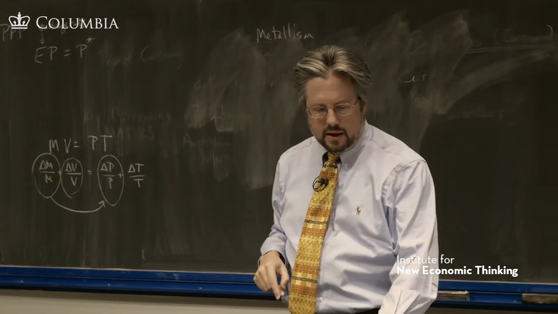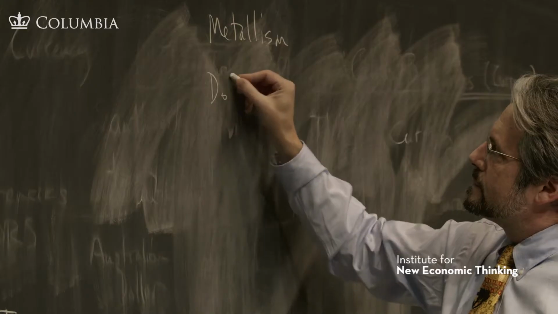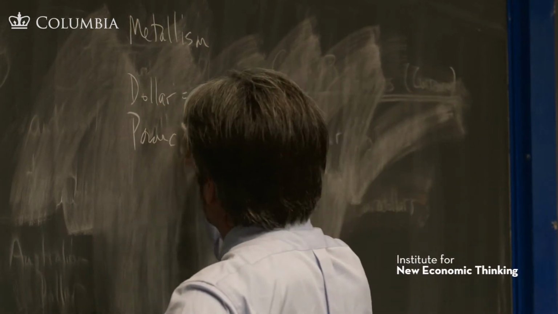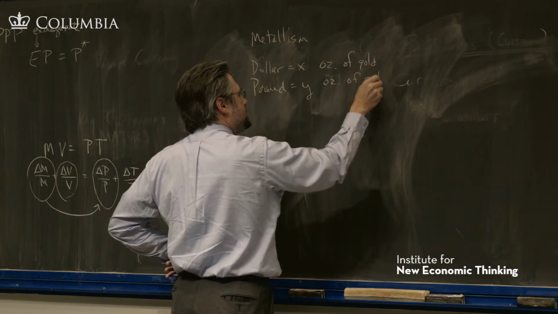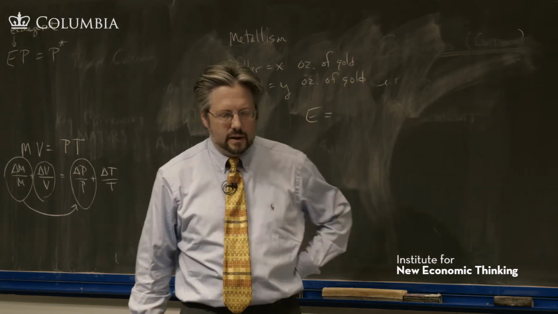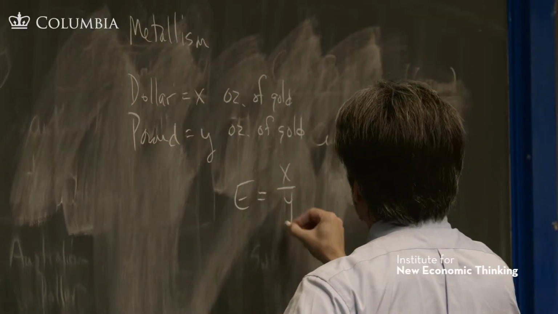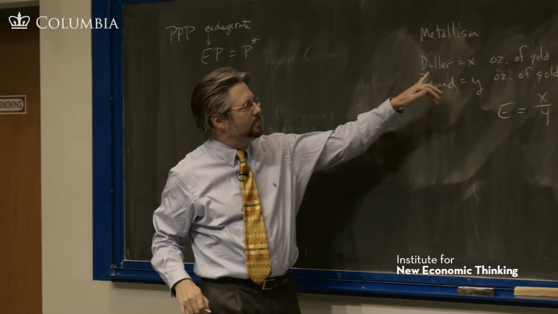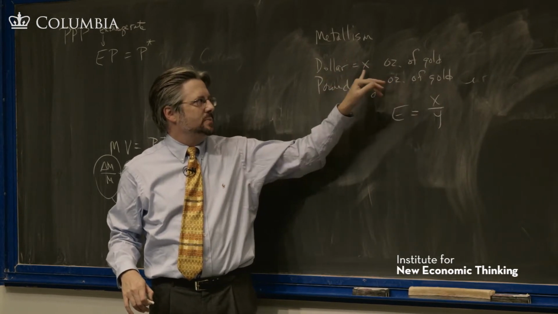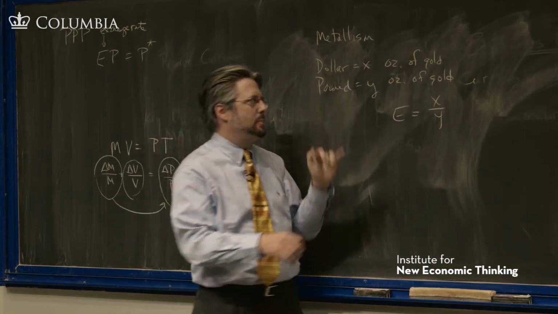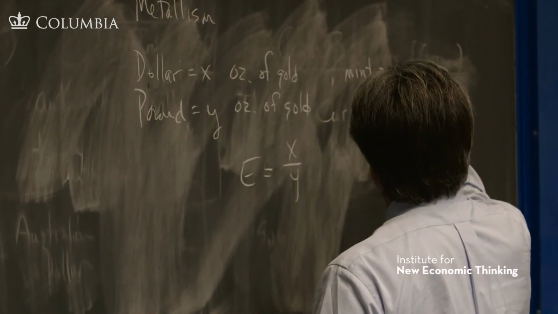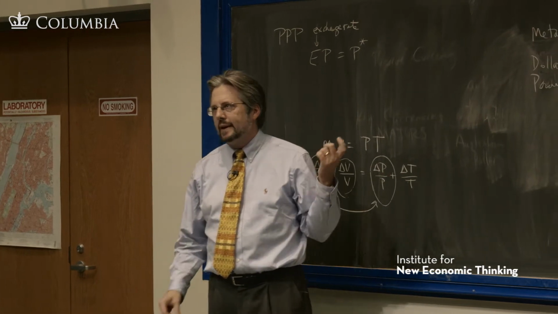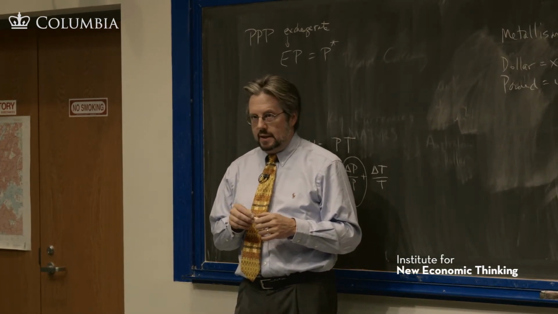If you think of the dollar as X ounces of gold, and the pound as Y ounces of gold, then what's your exchange rate? Your exchange rate is just X over Y. It's the relation of the mint pars. Saying a dollar is this many ounces of gold, this many ounces of gold can be coined into a dollar, that's called the mint par. There are different mint pars for different currencies, and therefore the exchange rate is really just how much gold there is in the currency. That's the point. Well, that's pretty easy and straightforward.